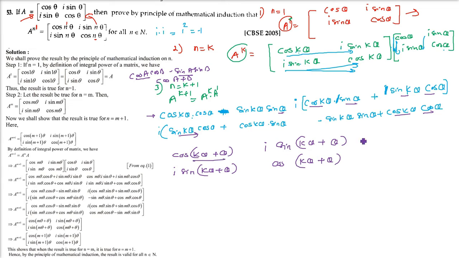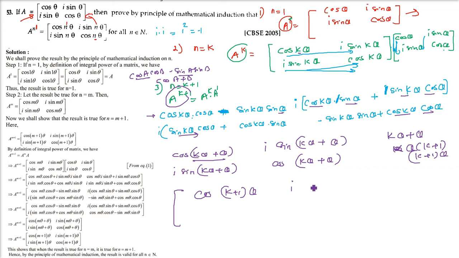Now, wherever you have K theta plus theta, if you take theta common, you get K plus 1. You can always write it as K plus 1 theta. So I told you already in the earlier part that wherever K is there, if you can get K plus 1, then it is true for K plus 1. So let us see here. This will be cos, I'm writing K plus 1 theta in place of K theta plus theta. Plus this is I sin K plus 1 theta. Then we have I sin K plus 1 theta and cos K plus 1 theta.